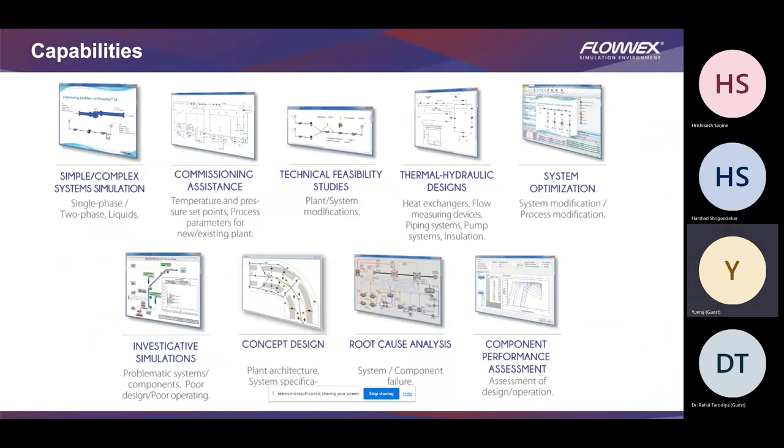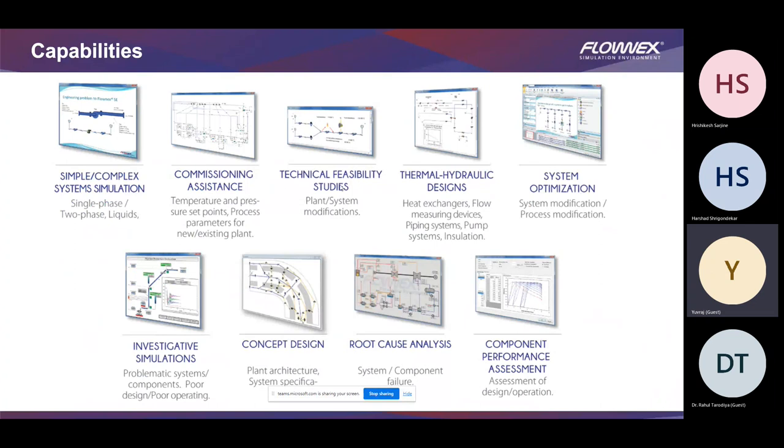And coming to capabilities, from a simple pipe model, by giving boundary conditions at the inlet and the outlet, to complex system simulations like nuclear power plants, electrolysis power plants, or huge heat exchangers, everything can be analyzed. You'll be getting the results accurately in Flownex. Then commissioning assistance is possible.